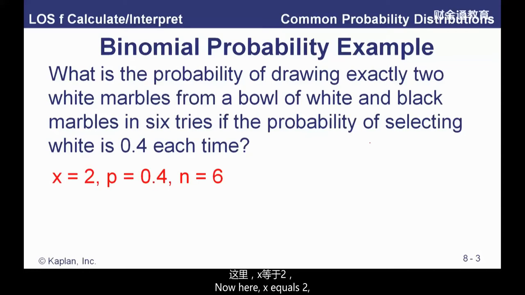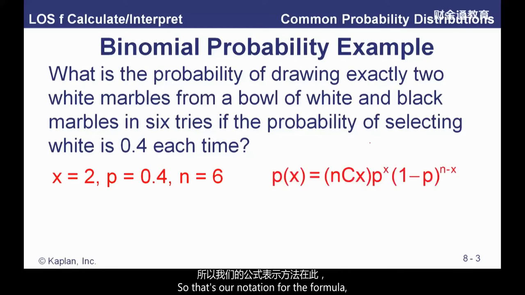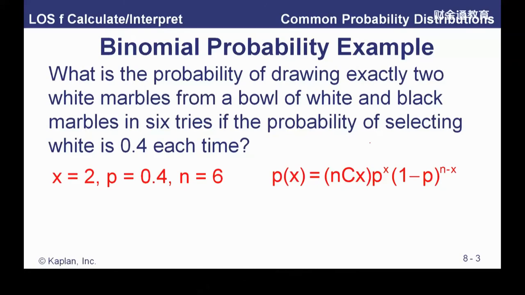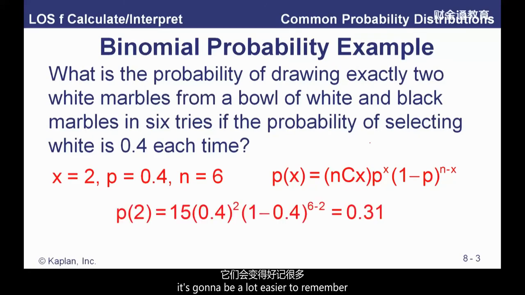Now here, X equals 2, because we're getting 2 successes in 6 tries. The probability of success is this 0.4, and n is the total number of draws. So that's our notation for the formula. And here's the formula. Looks a little daunting, but let me take you through it. I think, as with a lot of these formulas, if you understand where it's coming from and the sense of it, it'll be a lot easier to remember and to apply.